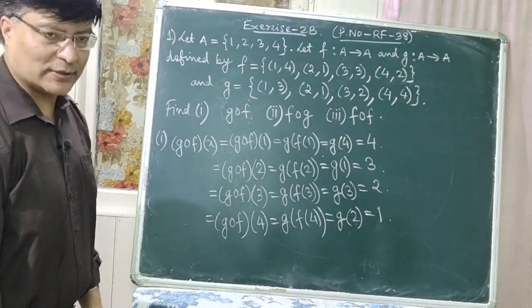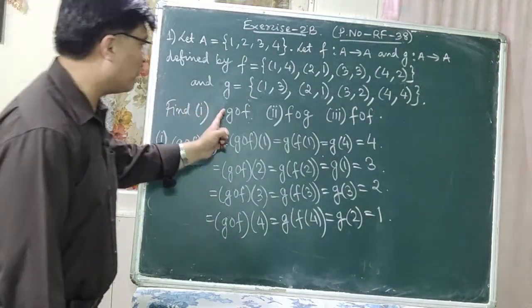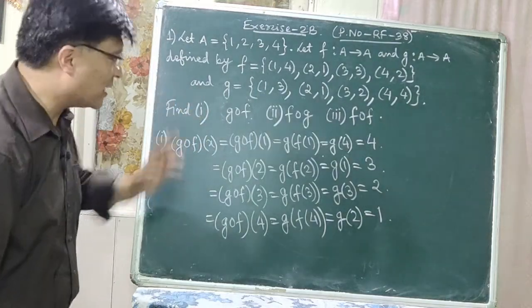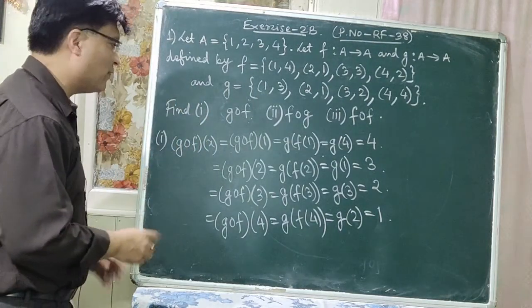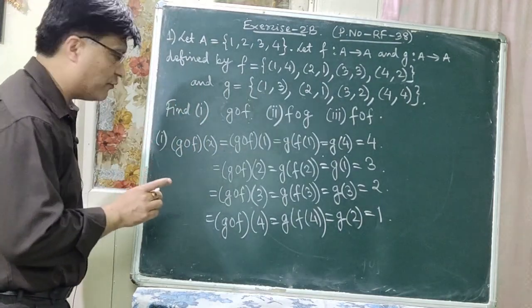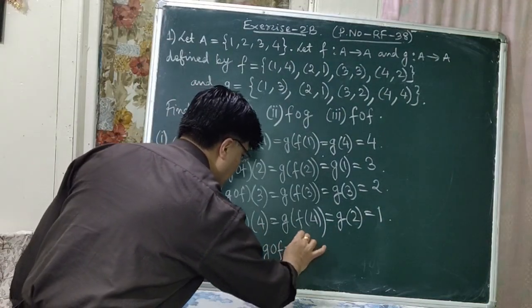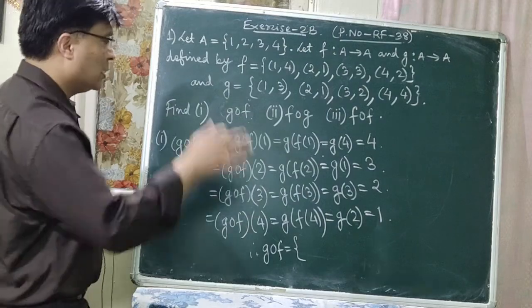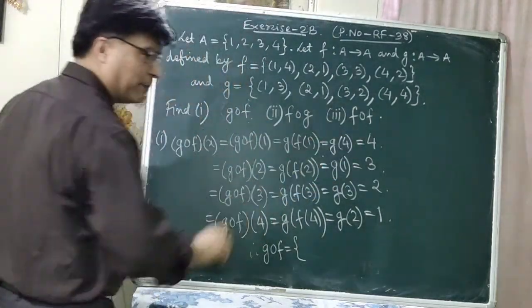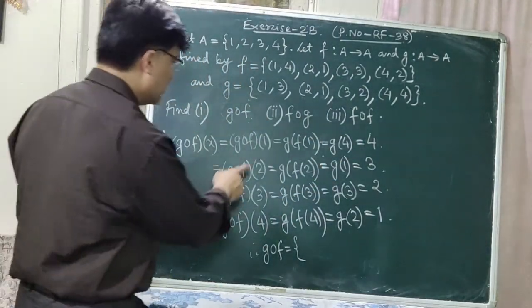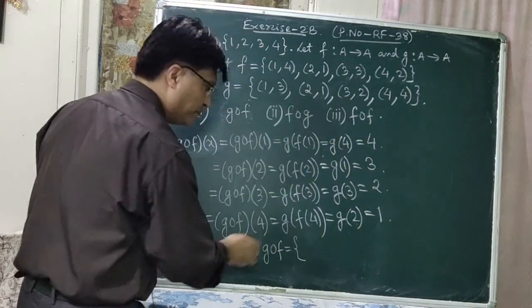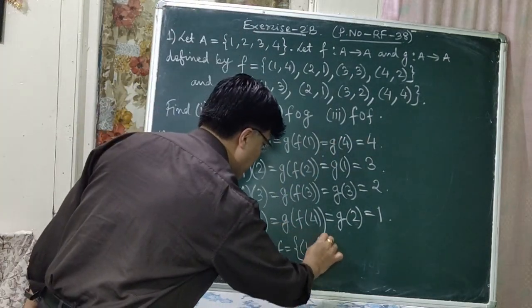So I think you have understood it. So now you can write down the answer for GOF. How will you write down the answer for GOF? Okay. So therefore, GOF is equal to, within second bracket, you have to write it in terms of ordered pair. So GOF is equal to, this is 1 comma 4. So within bracket, it is 1 comma 4.